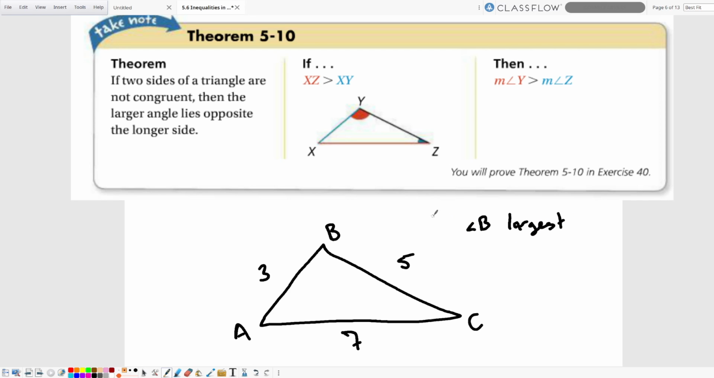So then if I want to find the next largest, or the middle, 5 is the second largest number. Well, 5 is across from angle A, so then angle A would be the middle. And then that would leave us with 3 is the shortest side, C is across from that, so angle C is the smallest angle.